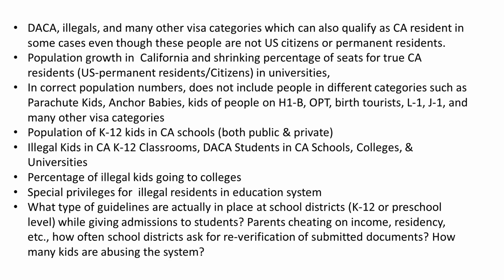Then these are some of our thoughts. The first thing we need to do is publish the data of the students attending our schools, based on their residency categories. What percentage of them are California legal residents, I mean U.S. permanent residents, U.S. citizens? What percentage of them are on some special type of work visas, where their parents are here on H-1B, OPT, or student visa?